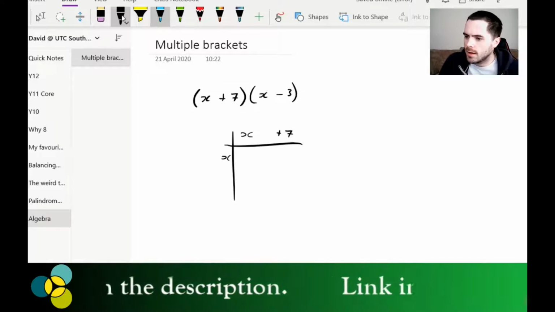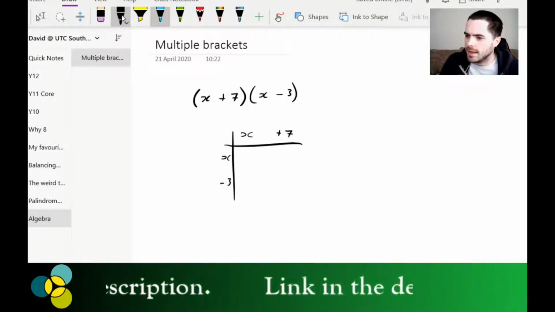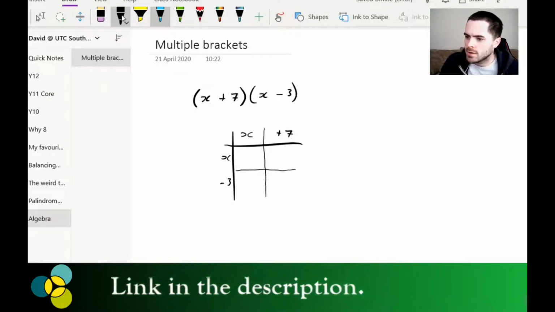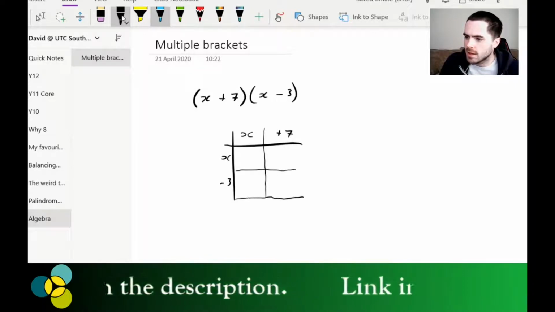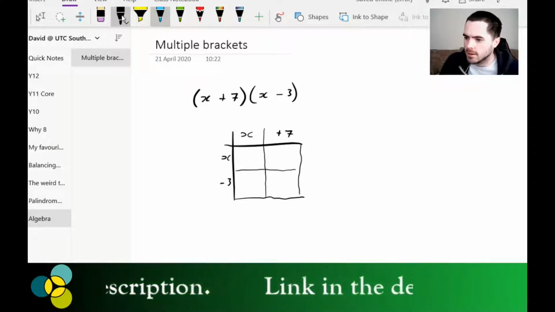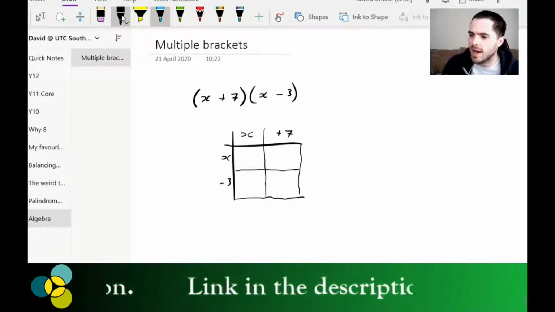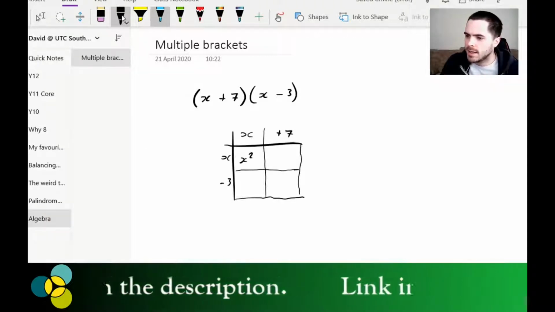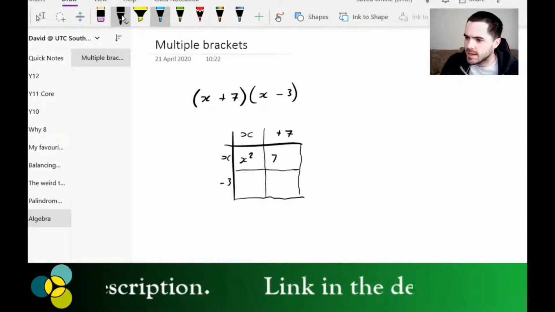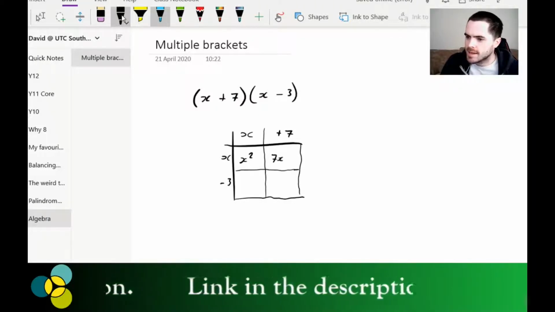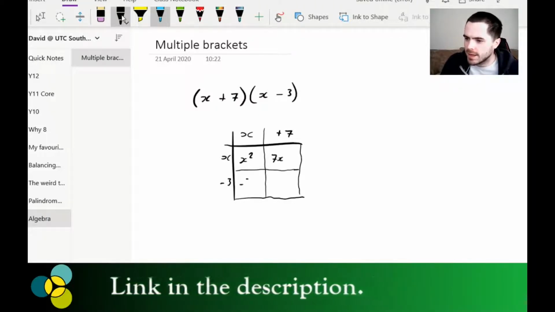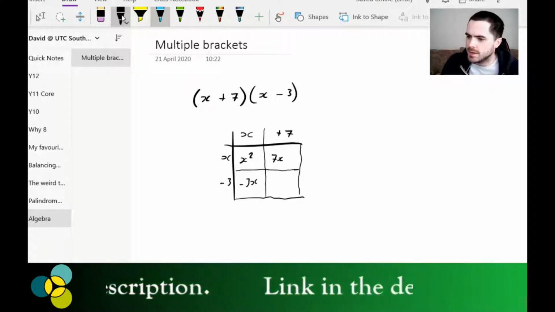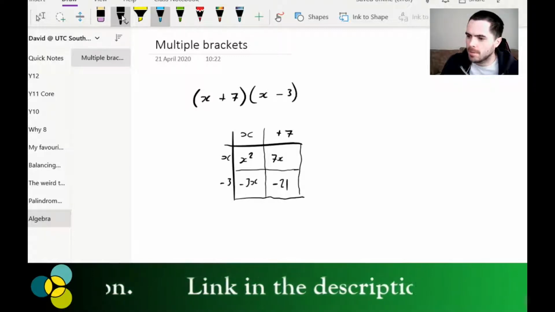However, for you lot, I'm going to make it look like the rectangle did. So I'm very lightly going to draw in the other parts of the grid so you can think of this as just another rectangle. Because here we have a little square, x times x, that there is x squared. Here we have x times 7, 7x. X times negative 3 gives us negative 3x, and 7 times negative 3 would give us negative 21.